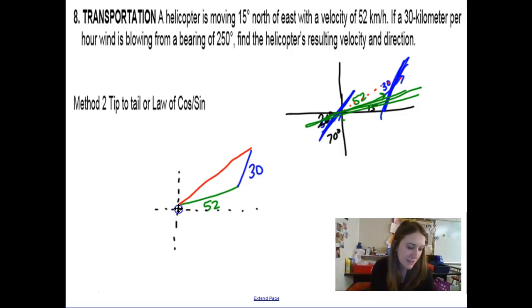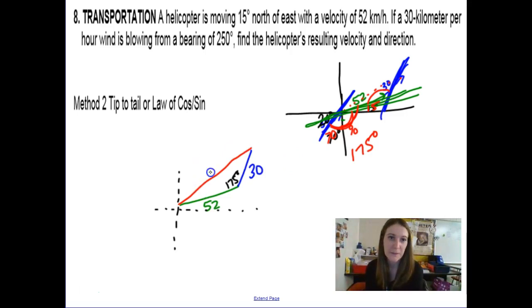The angle that I know is, oh, I got this. This is 90, right? Right here. This is 15. And this is 70. So this entire angle from here to here is 175 degrees. Well, this angle and this angle are alternate interior angles, so that angle is 175 degrees. That was incredibly gross. This is why I don't really like this method, because my pictures are never nice enough to come up with that missing angle.